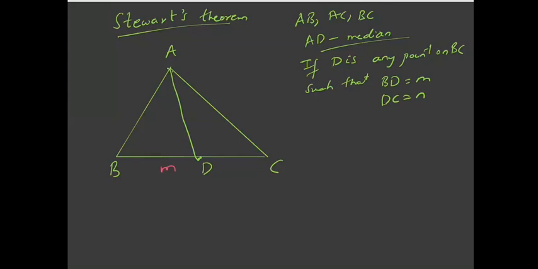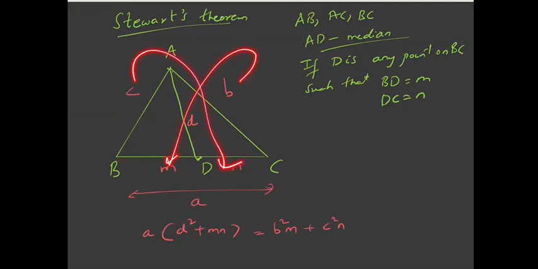So the length of BD is M, DC is N. The length of AC is B, the length of AB is C, and the length of BC is small a, right? So the formula for Stewart's theorem is A into D square plus Mn, where this D is the length of AD. A into D square plus Mn is B square M plus C square N. Fine. So this is the formula. So just copy the formula quickly, then we'll see how to prove it.